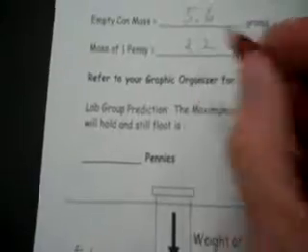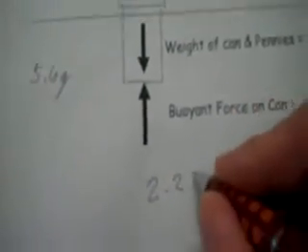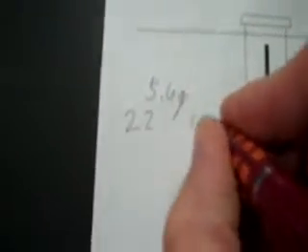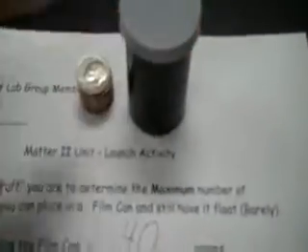The weight of the film can is 5.6 grams, at least mine is. One dime weighs 2.2, so let's say I put 10 dimes in there. So 10 dimes, 2.2 times 10, that's pretty easy. You just move a decimal point, that's 22. So if we had 10 dimes, that'd be 27.6. And we put them in there. Well, obviously, it's going to float. So the total weight of that can plus 10 dimes would be 27.6.